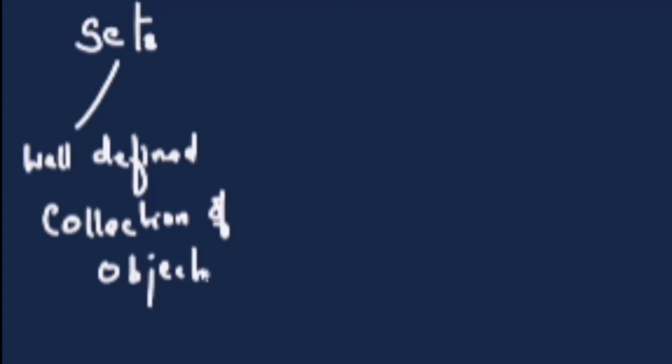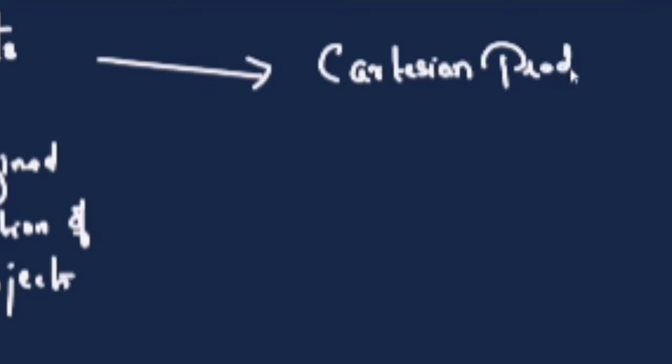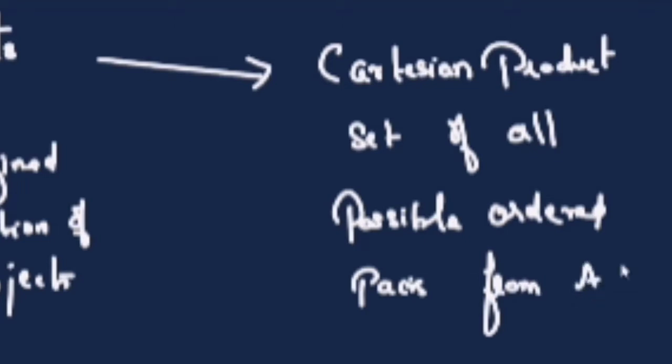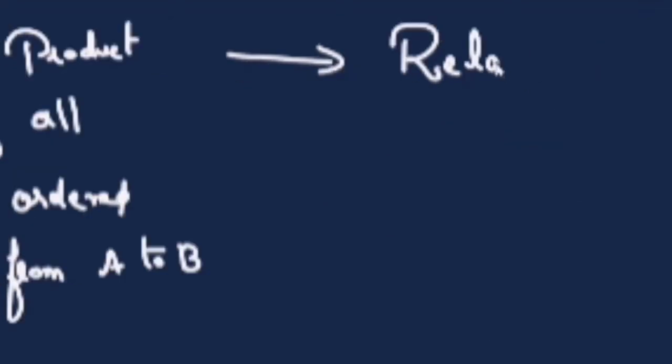Now from sets we move to the Cartesian product. Cartesian product is the set of all possible ordered pairs from A to B. From the set A to the set B, we need two sets. Now from Cartesian product we are going to extend. Next one is the relations. From relations we will move on to functions.